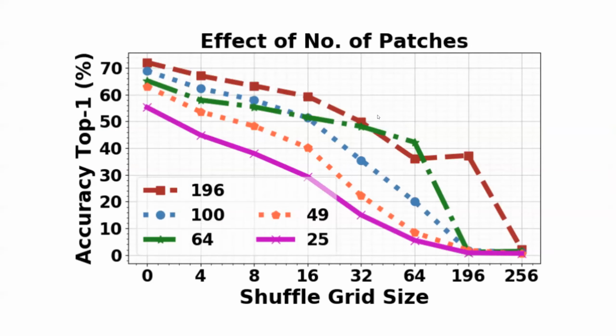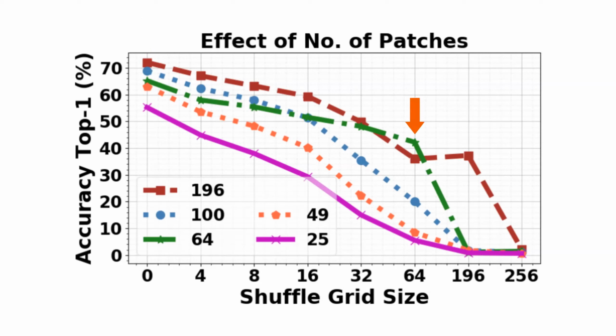So the last thing they wanted to look at is how much the patch size provided to the model actually affects the accuracies when applying different levels of shuffle grid size and corrupting the image. And they showed that with a higher patch size, the model actually performs better in general, which isn't too surprising. As you can see, on natural images, higher patch sizes tend to perform better.